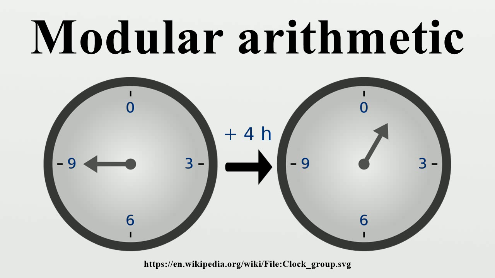For a positive integer n, two integers a and b are said to be congruent modulo n, written a ≡ b (mod n), if their difference a minus b is an integer multiple of n. The number n is called the modulus of the congruence. For example, a ≡ b (mod 12) holds because 38 minus 14 equals 24, which is a multiple of 12.